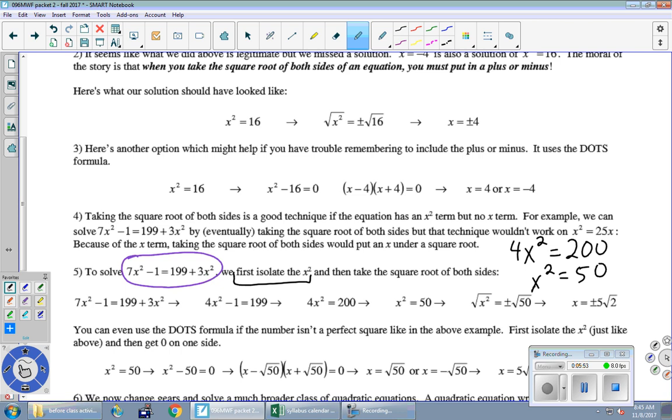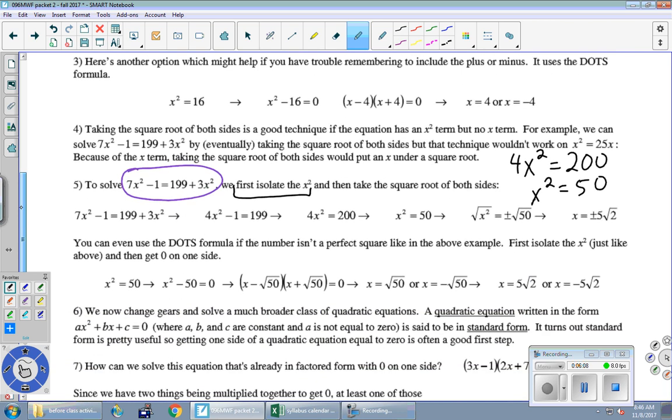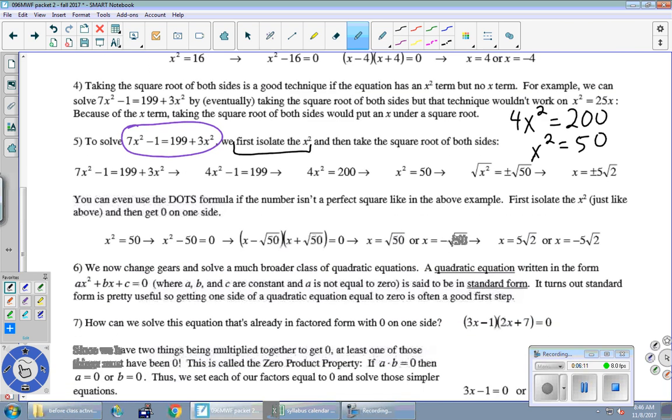And now that the x squared is by itself, this looks exactly like the first equation we solved today. What do we do to both sides at this moment? Take the square root. Take the square root of both sides. All right, so we'll put this in here. X squared equals 50, and we are taking the square root of both sides. And what do we have to remember to put in at that exact moment? When you take the square root of both sides? Plus or minus, that's what you put. Only at that moment.